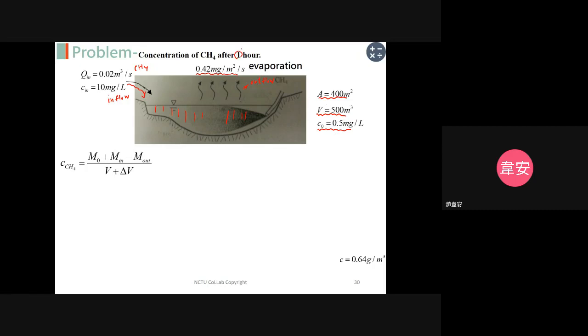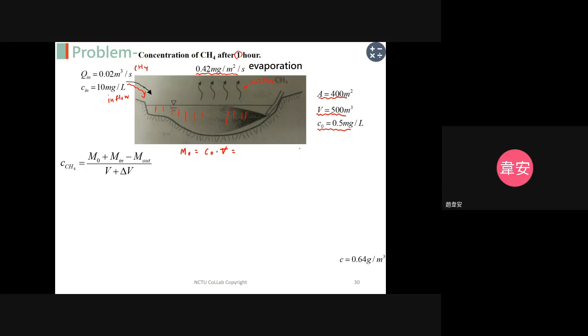And then we need to answer how the concentration changes after 1 hour. So we compute the initial mass of the CH4. So we have the C0 here. If we multiply C0 by the initial volume, then we can compute how much mass of initial CH4 there is.